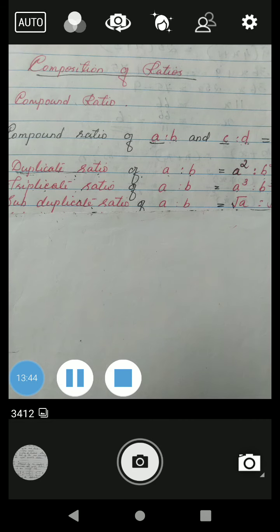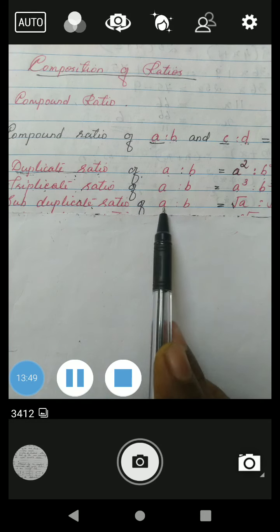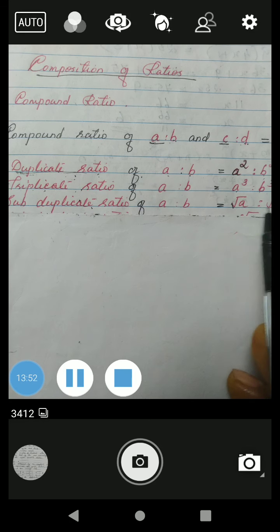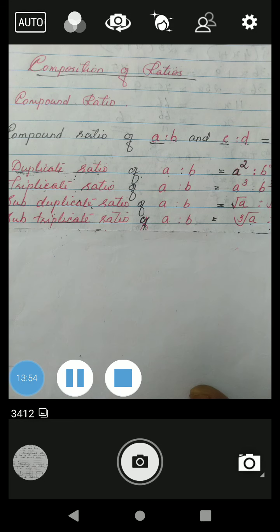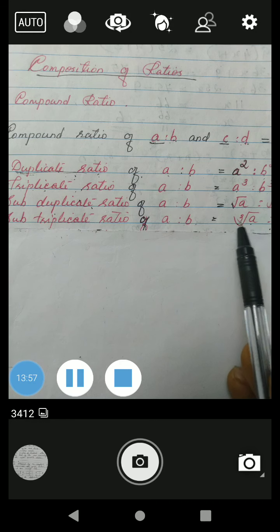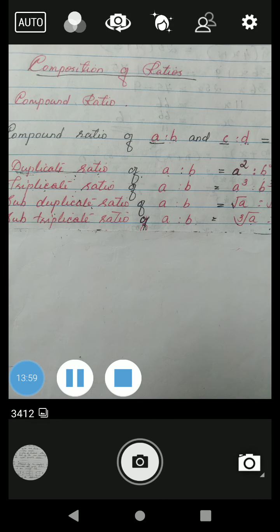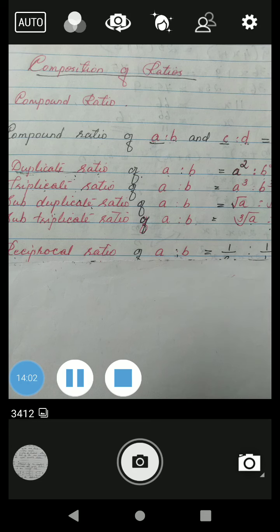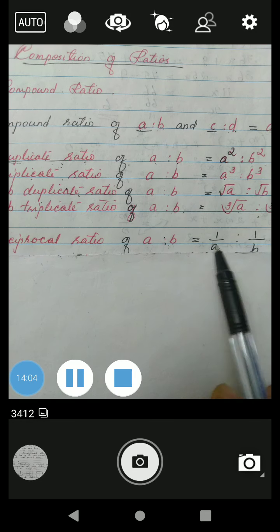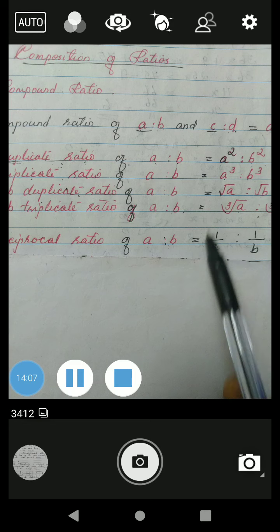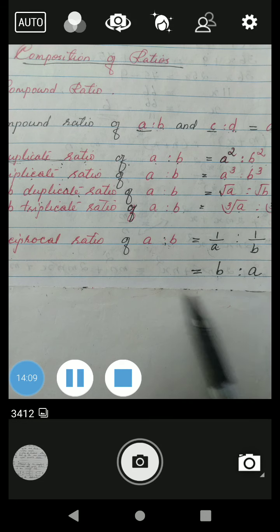Then next is sub-duplicate ratio of A is to B. So, just remember sub-duplicate ratio of A is to B is root of A is to root of B. And the sub-triplicate ratio of A is to B is cube root of A is to cube root of B. Okay. And the reciprocal ratio of A is to B is 1 by A is to 1 by B. And we can simplify this. We get B is to A. That's all. You just remember this composition of ratios.